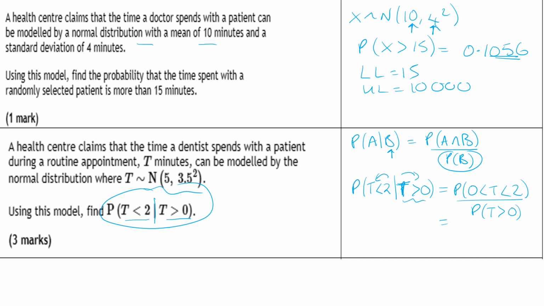So you need to put these in your calculators when we've got t sandwiched between 2 values. 0 is our lower limit, 2 is our upper limit. So if you put that in your calculator, that comes to 0.119119. Probability of being above 0 is 0.923436, and if you just divide them, the answer comes to 0.12899, which to 3 significant figures is 0.129.